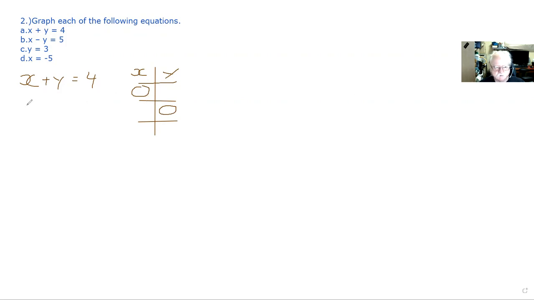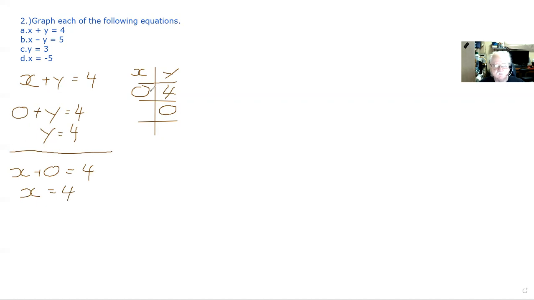So let's start with 0 plus y equals 4, which of course simplifies down to just y equals 4. And we have an ordered number pair, x equals 0, y equals 4. We can go x plus 0 equals 4, which easily simplifies down to x equals 4. So when y is equal to 0, x is equal to 4.